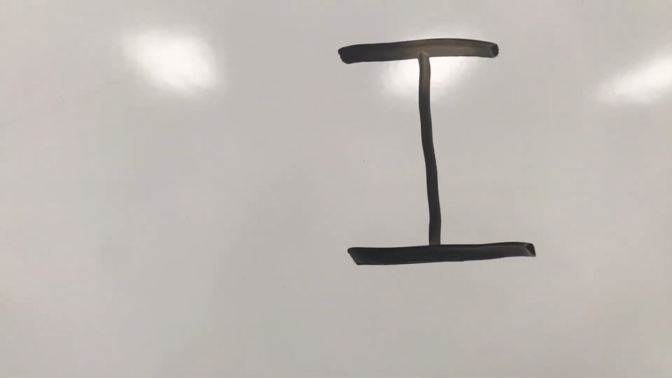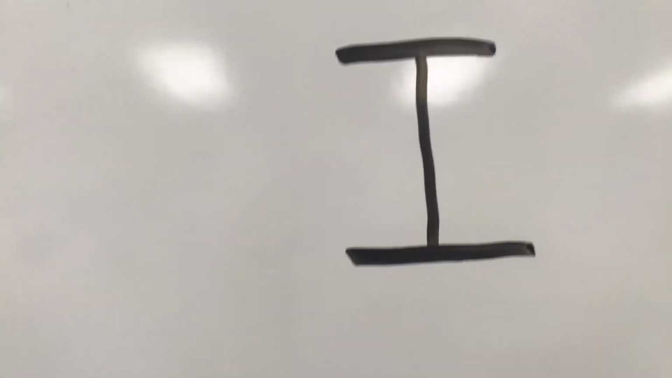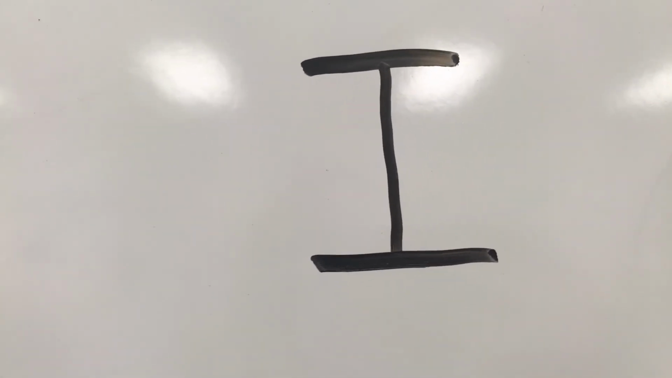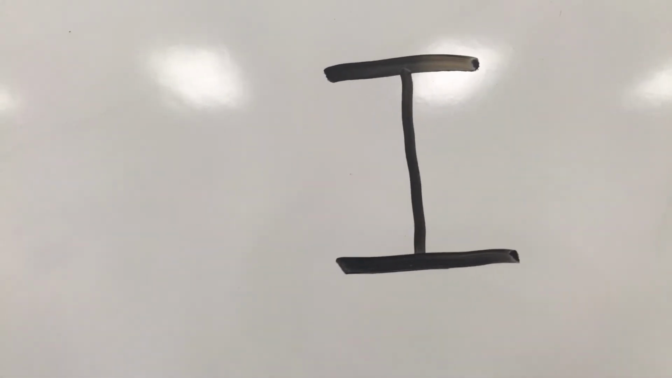I. Good job. Now, one more thing we need to know is that when I is a word in a sentence, it always is a capital letter. If it's at the beginning, middle, or end of the sentence, it's still a capital letter.